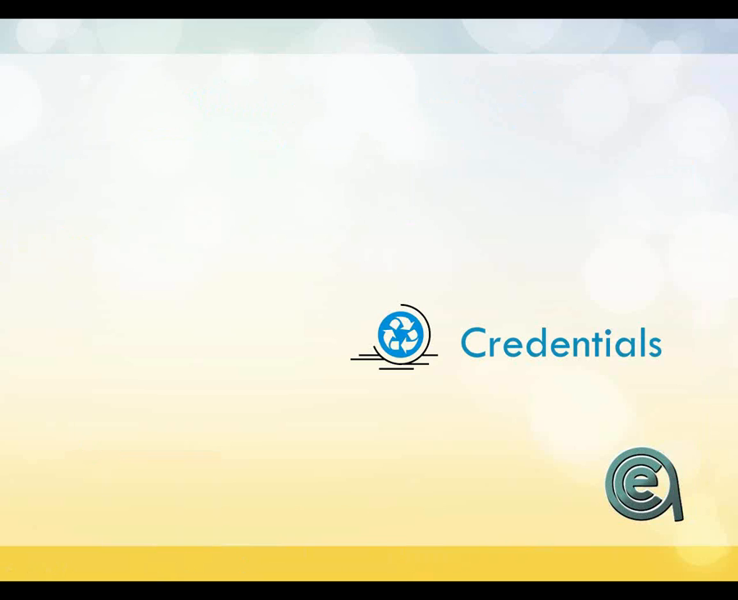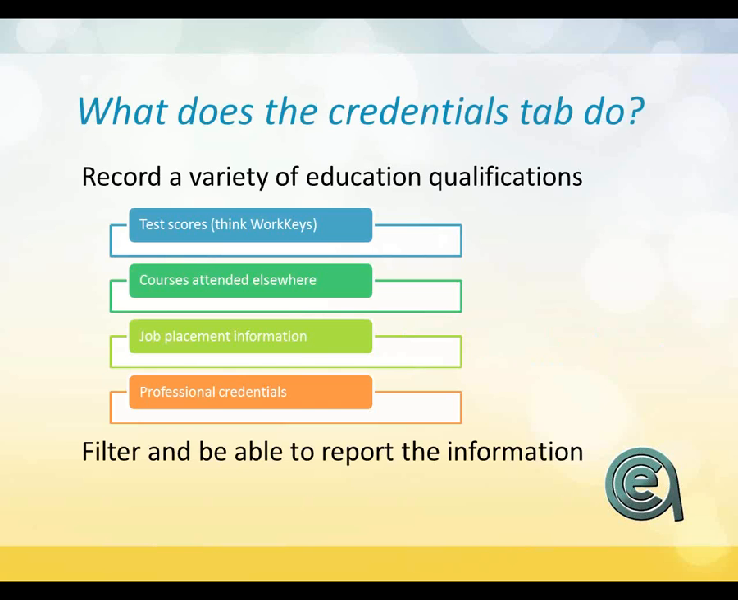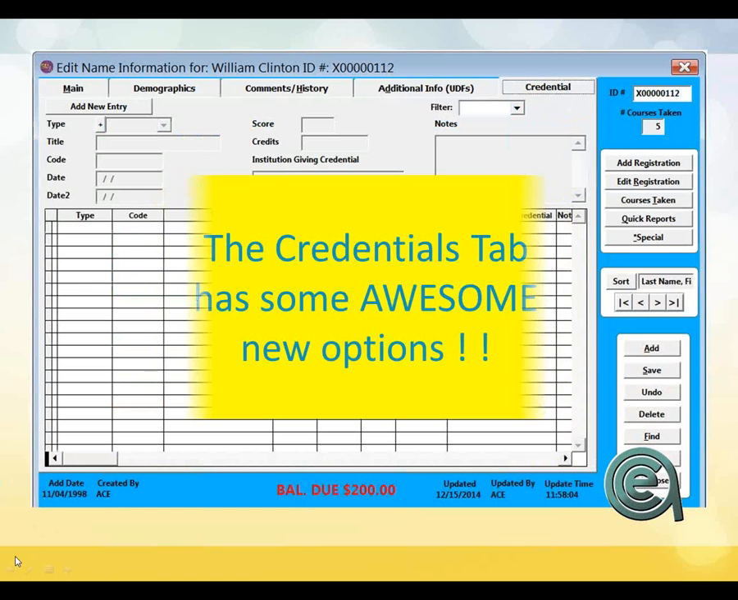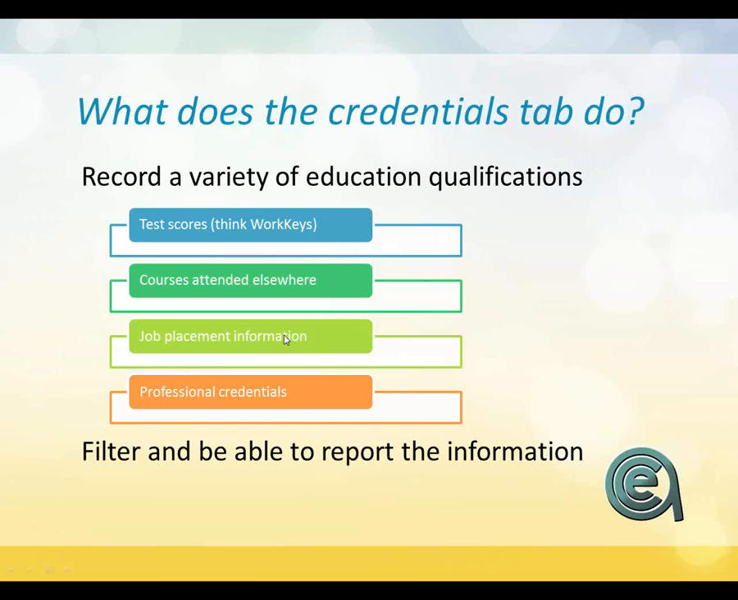Credentials. Let's talk about credentials a bit here. This is something new, actually released in the latter part of 7.2.A. What credentials allows us to do is record other information about the name record where you need more detail than an interest code. Examples might be test scores for work keys, classes that this person might have attended at another institution, job placement, or credentials and licensing.